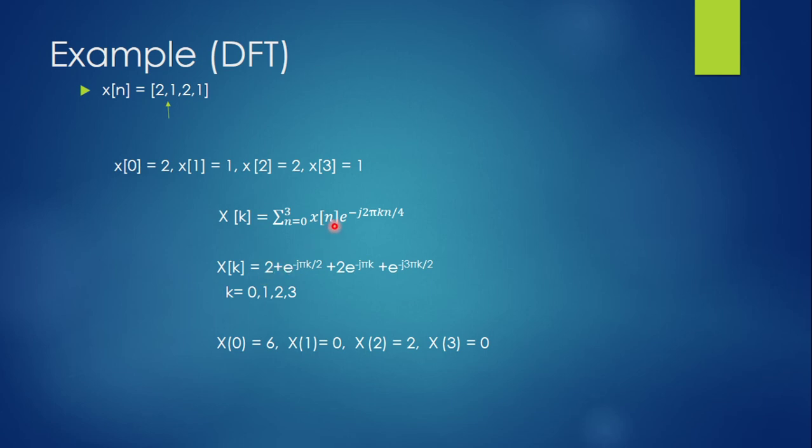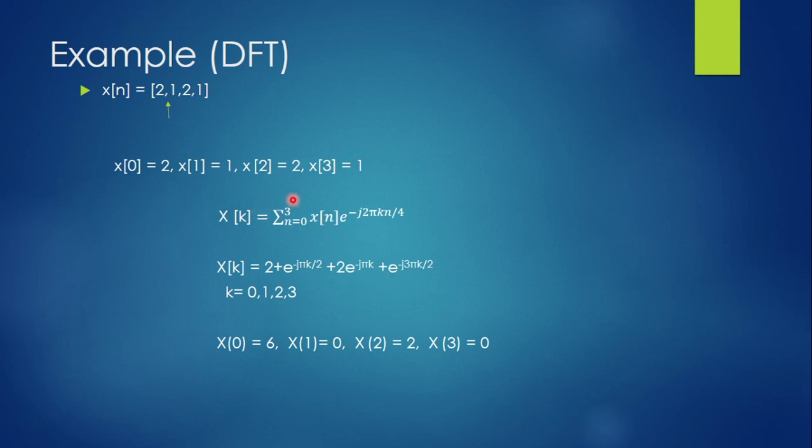Then you put n is equal to 1, x1. x1 is 1. Here you put n as 1, it will be 2. Over here, what you get is e raised to power minus j pi k upon 2. Now you put n is equal to 2, x2. x2 is 2. You put 2 over here. You put n is equal to 2 over here. 2, 2, 4, 4, 4 is cancelled. What you get is 2 e raised to power minus j pi k.